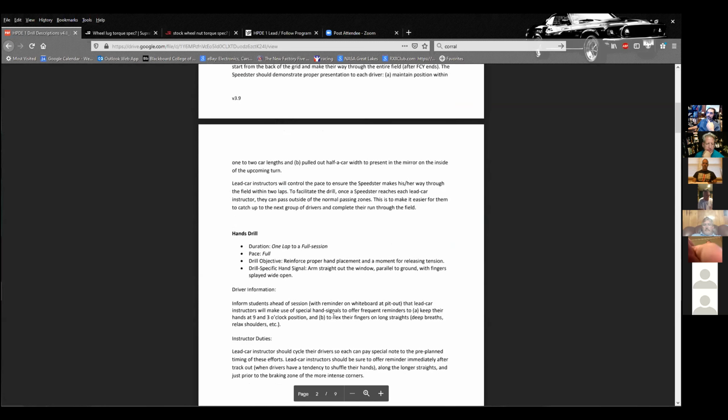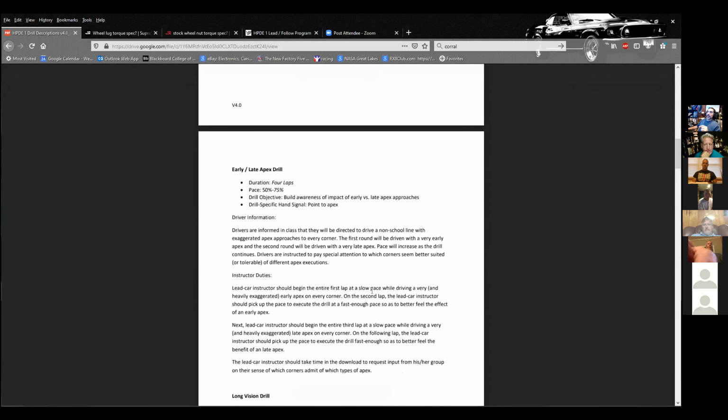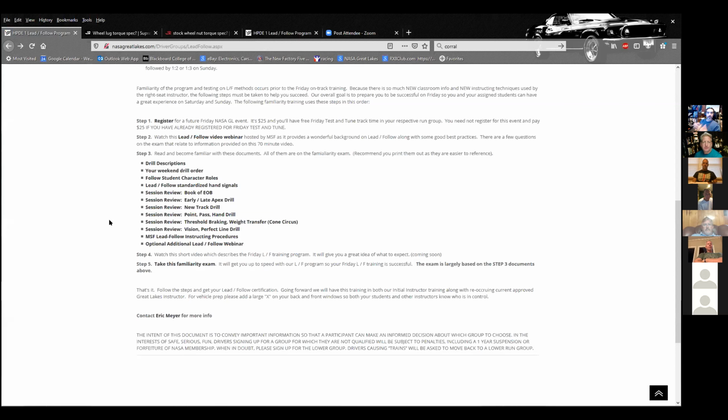We have a bunch of them, right? I don't know why it says 3.9, it's supposed to say 4, but anyway, all of our drills are laid out here. In fact, they're all laid out in pretty much the same order that you'll go through them over the course of the weekend.